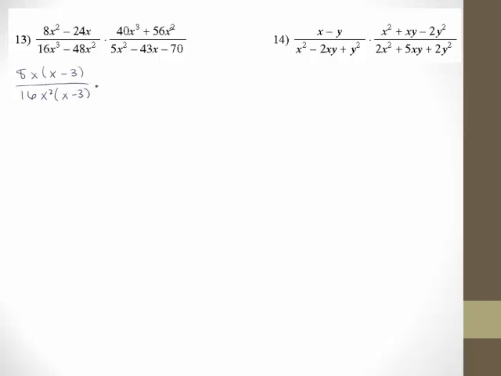On this numerator, I have a 40 and a 56. They'll both divide by 8, and they have 2 x's in common, and that leaves me with 5x plus 7. And now I have to factor my denominator. And I'm going to do that down here.